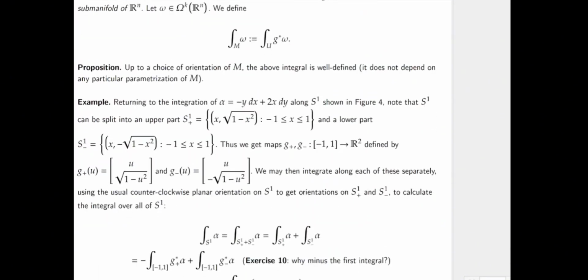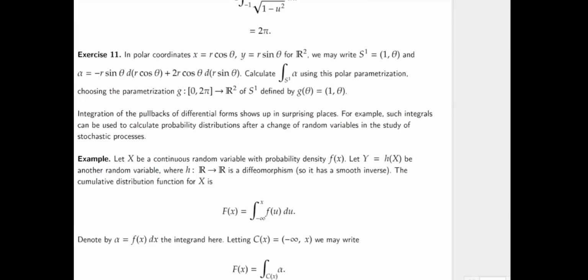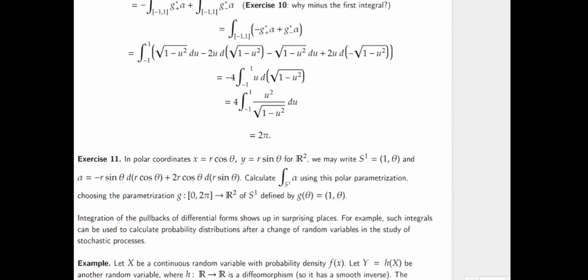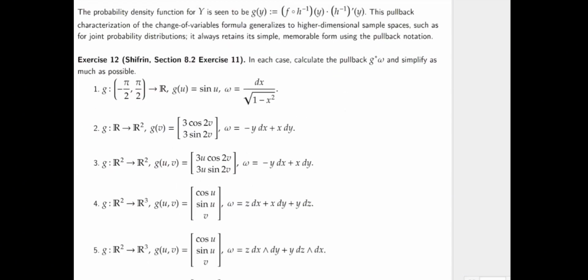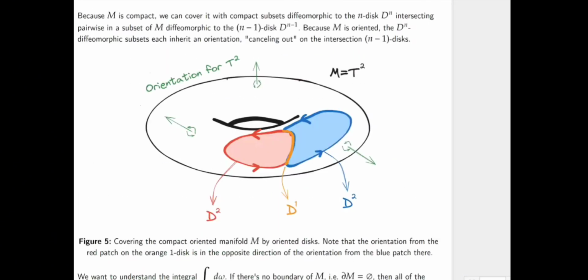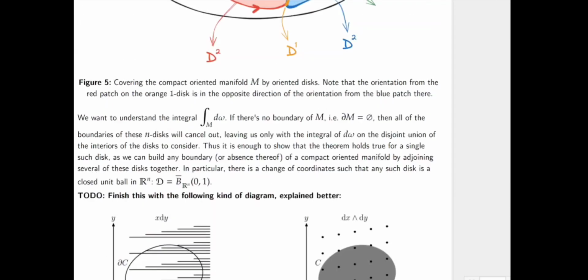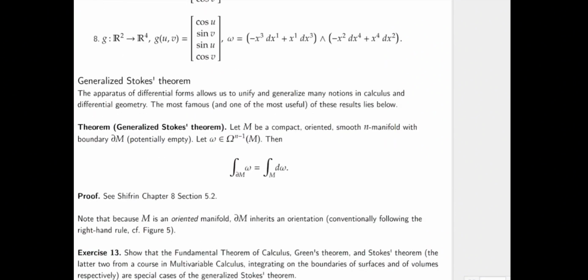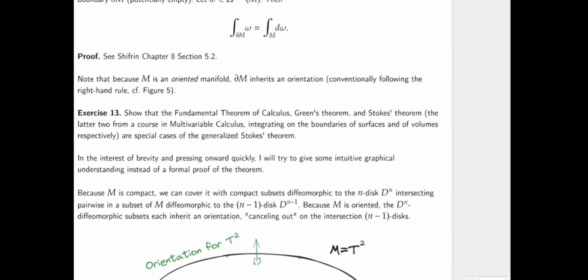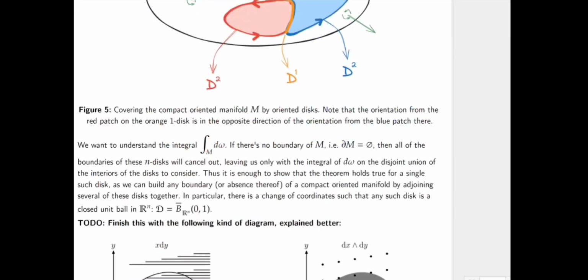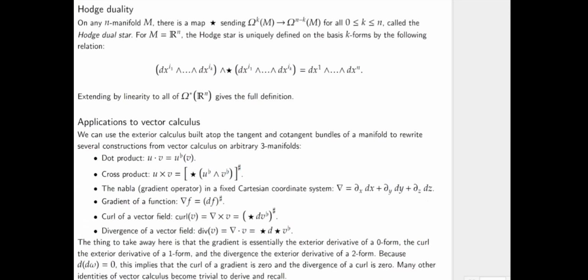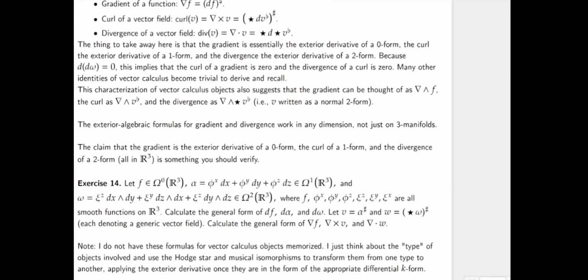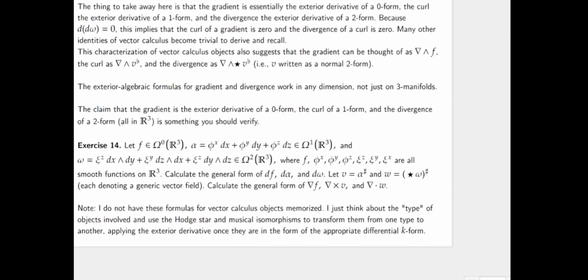Let's see. Did we do everything? We did 11. That's recalculating the integral with polar coordinates. We did all the pullbacks exercises. And we did not do 13. That one is kind of tedious. I don't want to have to pull up Green's theorem and stuff. And then I think there's one more, 14. Okay, we can't do that one.